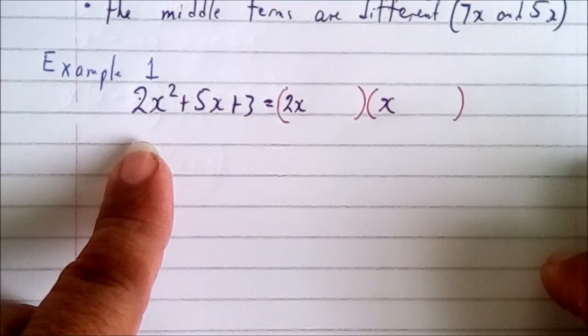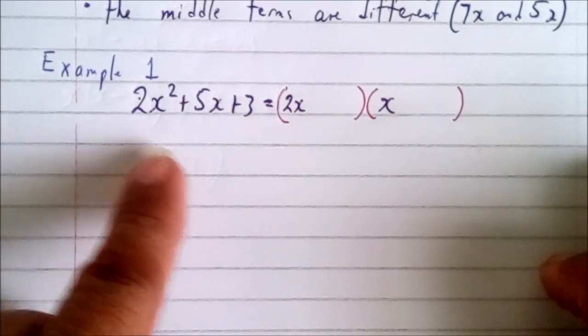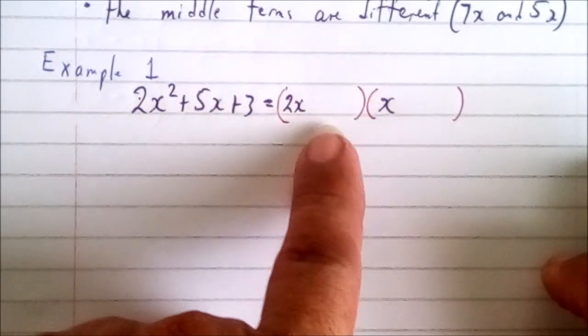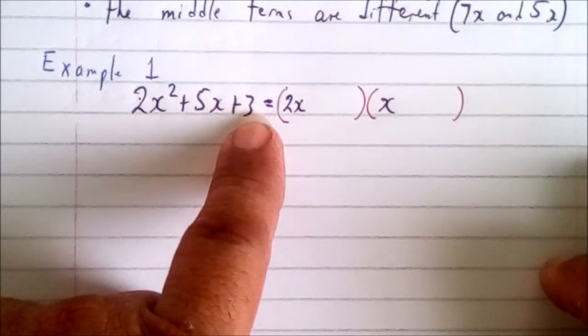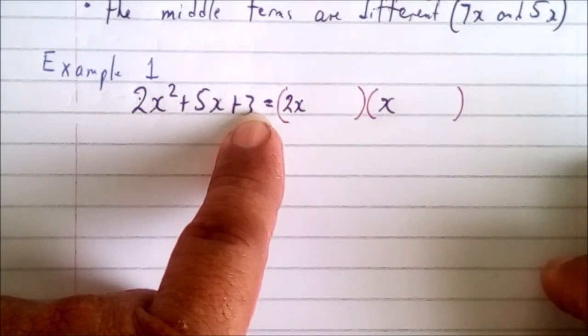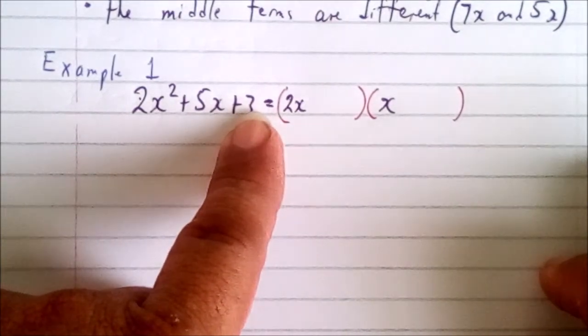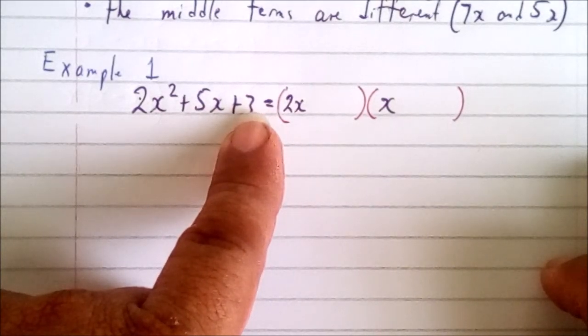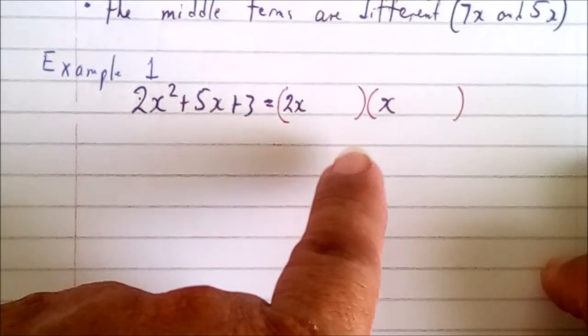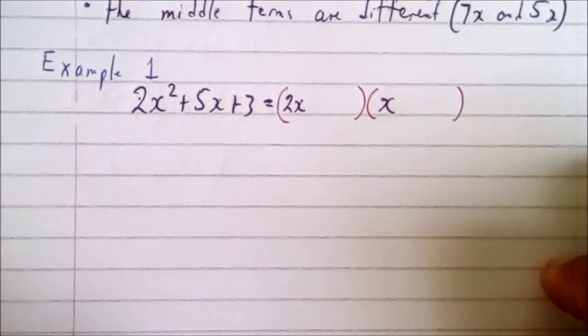And then, to fill in the blank here, which is empty, we must find two factors of 3. What are the factors of 3? The only way you could get 3 is 1 times 3 or 3 times 1, and we'll give a middle term of 5x. So how can we get 5x as the middle term as a sum?